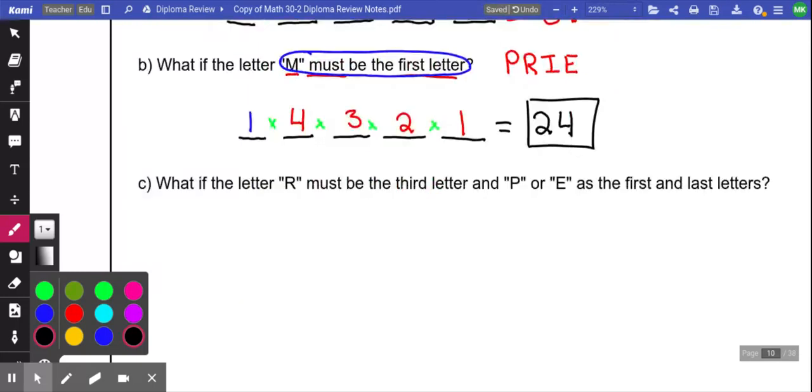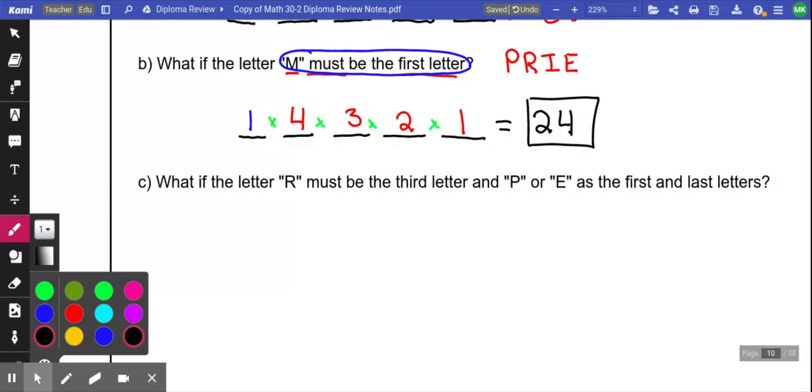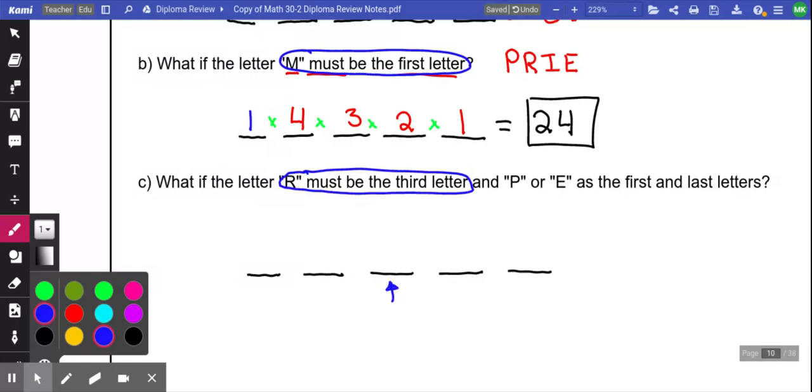Cool. Part C has a couple rules. It says, what if the letter R must be the third letter, and P or E as the first and last letters? All right, we're still going to do the fundamental counting principle. There's 5 total slots that we can put these letters, and then we're going to start to sort the rules. The first rule is that R must be the third letter. That means you go to the third spot, and there's only one choice to go there. It has to be the letter R.